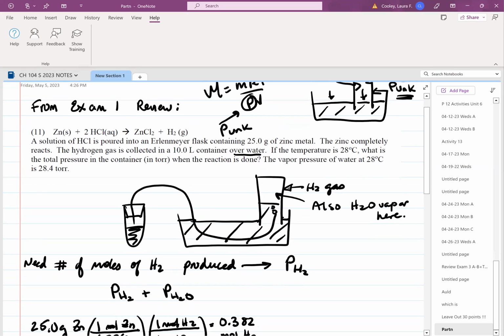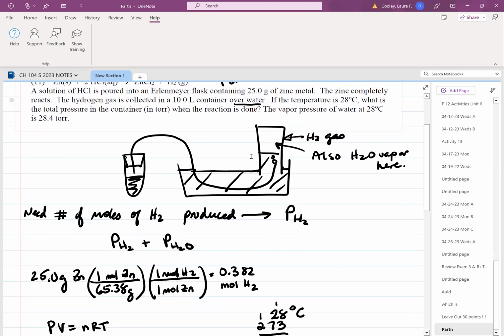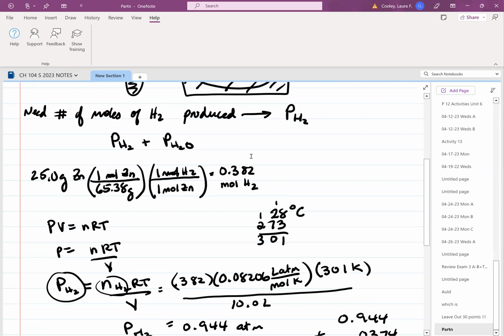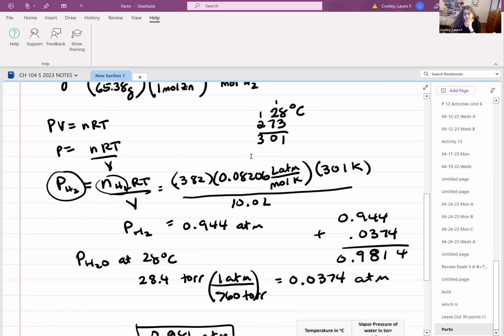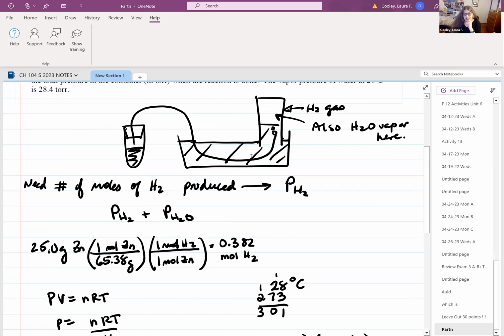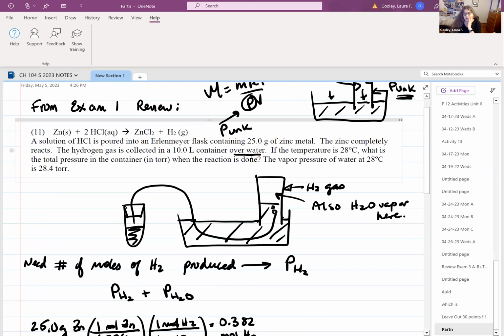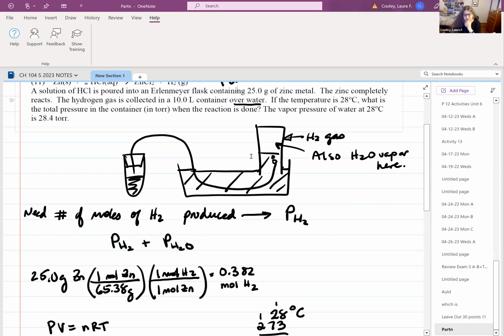Yeah, I get it now. I didn't realize it was asking, it didn't click in my head that it was total pressure in that one, and then in the other one it was just the pressure of the gas. Right. Okay, good. I'm glad we went over a problem like this, because we haven't done one like this in a long time.